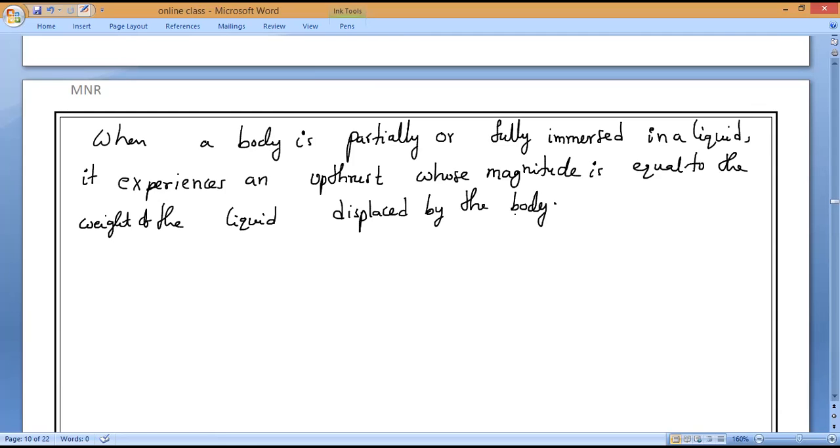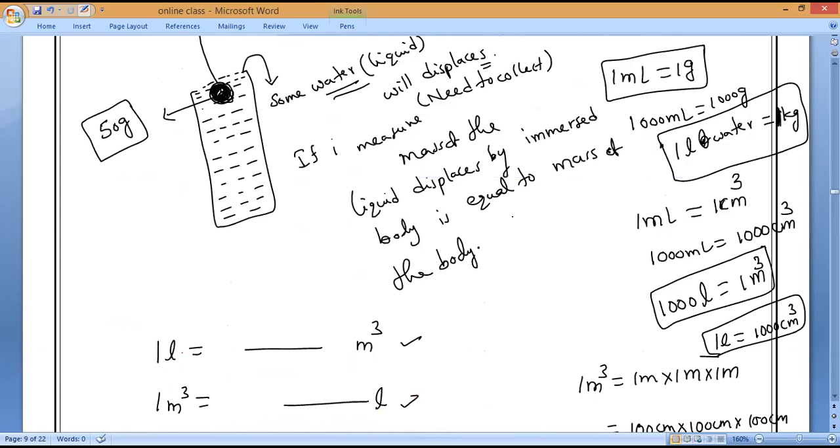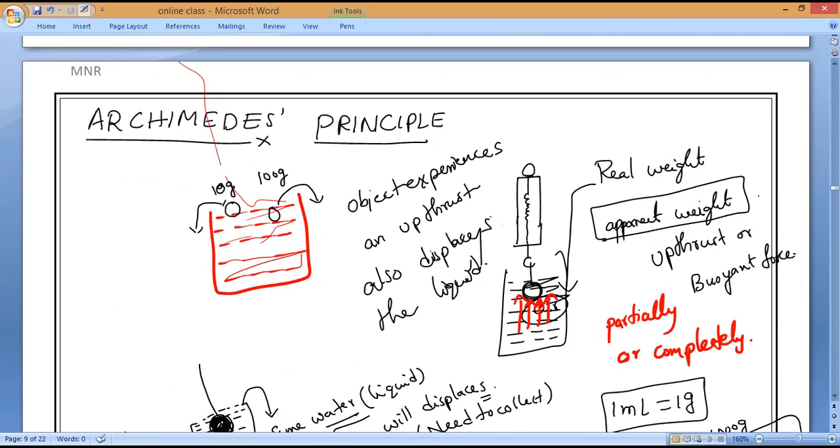Now, I will teach you one thing. Remember, before we studied that weight of body in air is real weight, and when the same body is immersed in water, we used to call it what? Apparent weight, or loss of weight. Whatever loss we observe from real weight to apparent weight, that is only called upthrust.